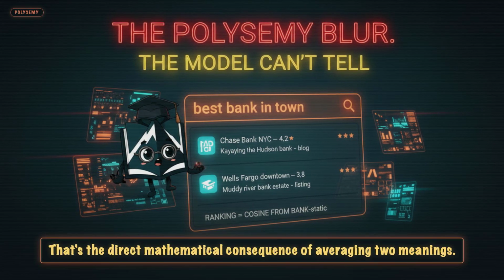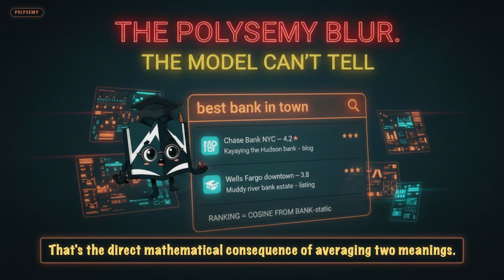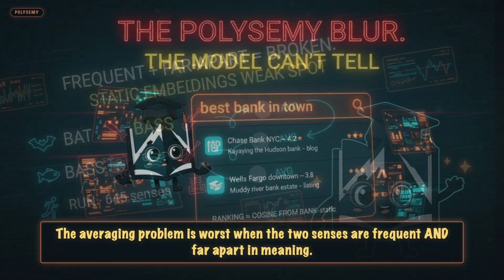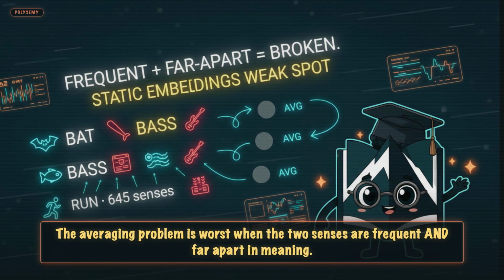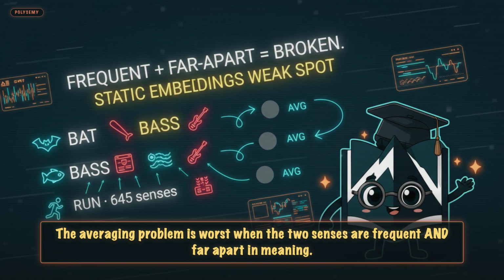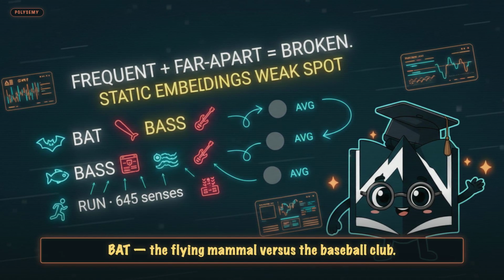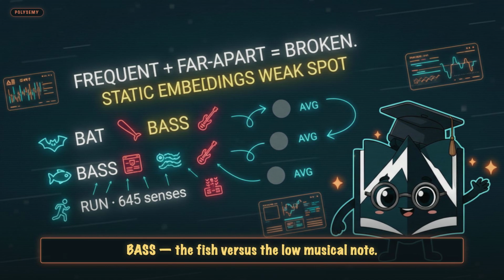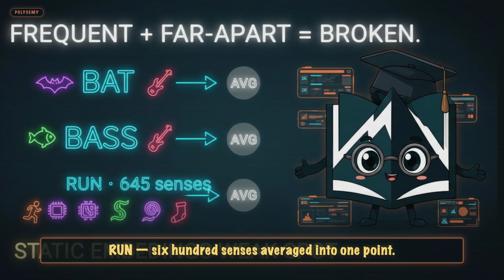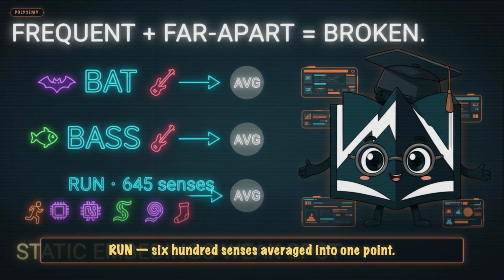That's not a bug, that's the direct mathematical consequence of averaging 2 meanings. The averaging problem is worst when the 2 senses are frequent and far apart in meaning. Bank, bat, the flying mammal versus the baseball club. Bass, the fish versus the low musical note. Run, 600 senses averaged into 1 point.